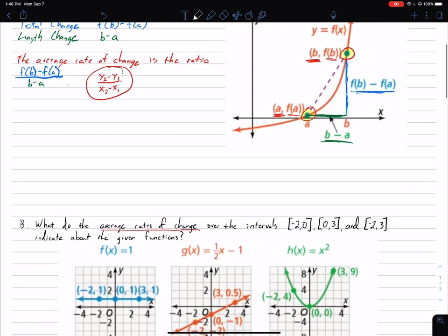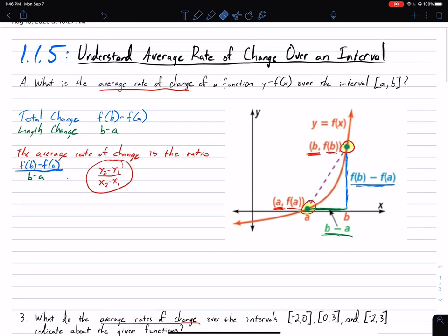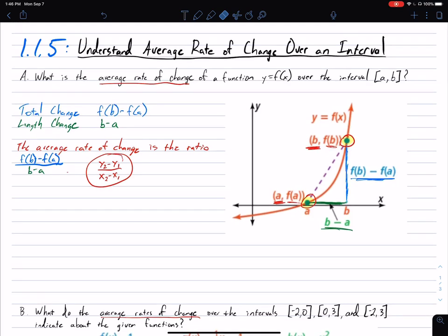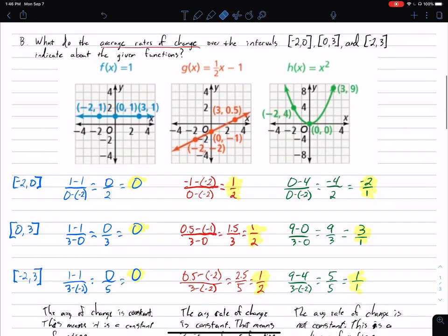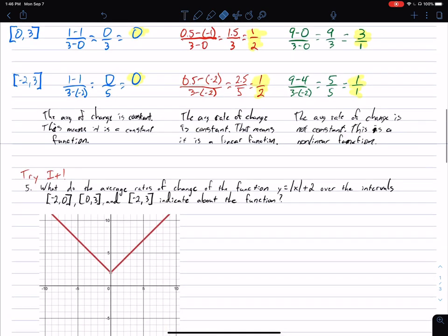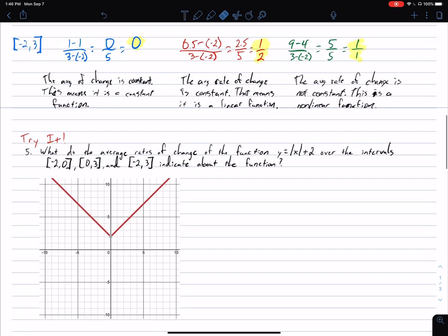So it seems like a lot, it seems kind of drawn out, but ultimately what you're looking for is the average rate of change. Just remember that's the slope. So you're looking for the slope between the 2 points of whatever the graph happens to be. So give the try it example a try and see how it goes, and then we'll get to that in another video.